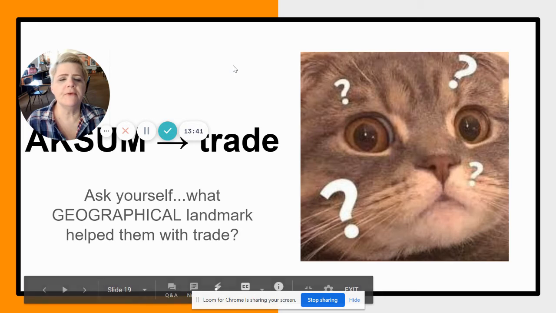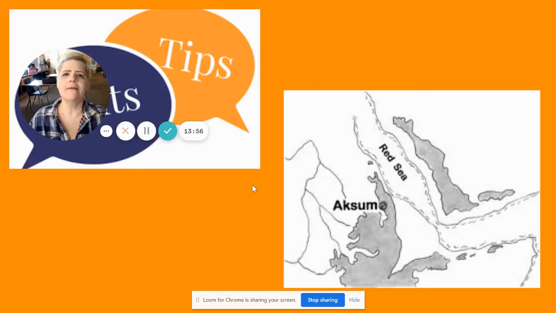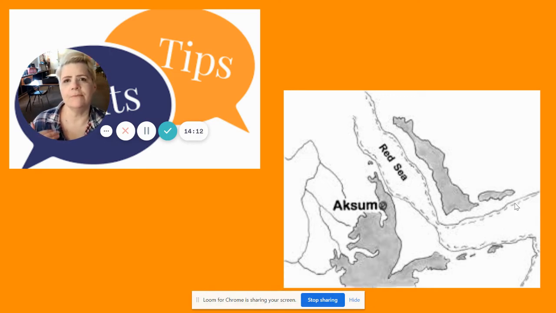What is the relationship between the Aksum and trade? And what I wanted you to ask yourself is, what would geography have to do with the Aksum and trade? I want you to think about it for a second. The reason why the Aksum are so successful in trade is because of their location. They were right on the Red Sea, as you can see right there on the map. And this allowed them to put their items for trade on ships and ship them out and get to those ports to be more of an active participant in the Silk Route and be successful as an empire.